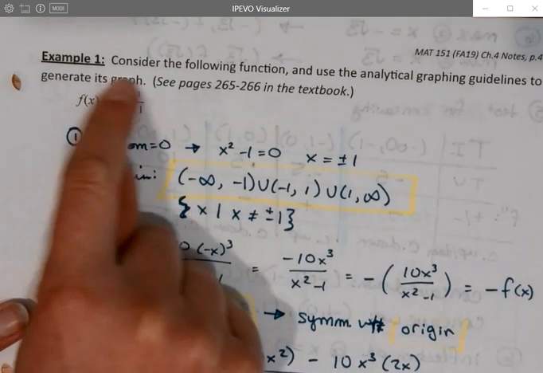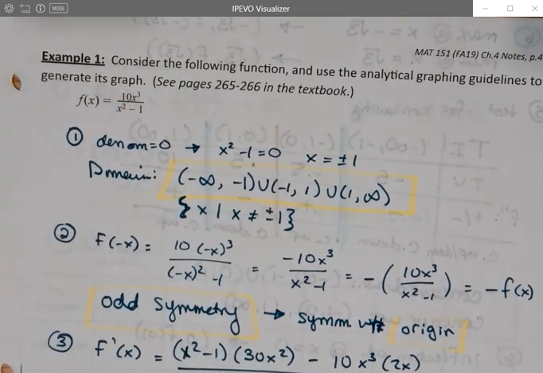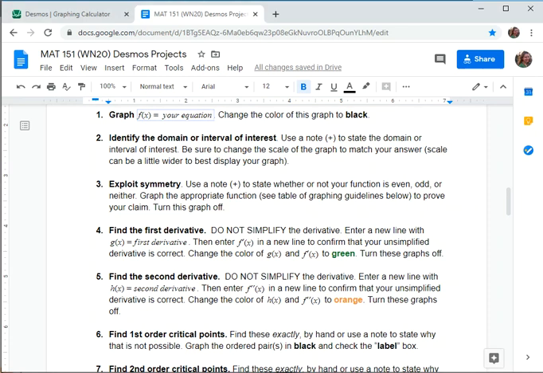Okay, we're going to take another look at that rational function that we just did all that work for, and we're going to graph it and put it all together. So I also have open the project, which is just the same graphing guidelines. I've just spaced them out a little bit more and hopefully given some direction on how to complete them. So we're going to kind of complete this project with this question as we go through it.